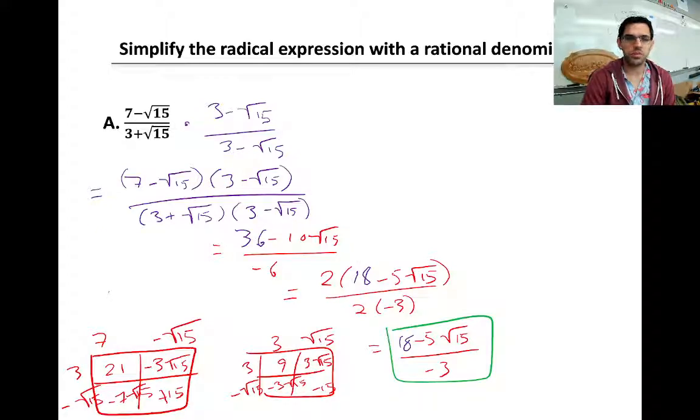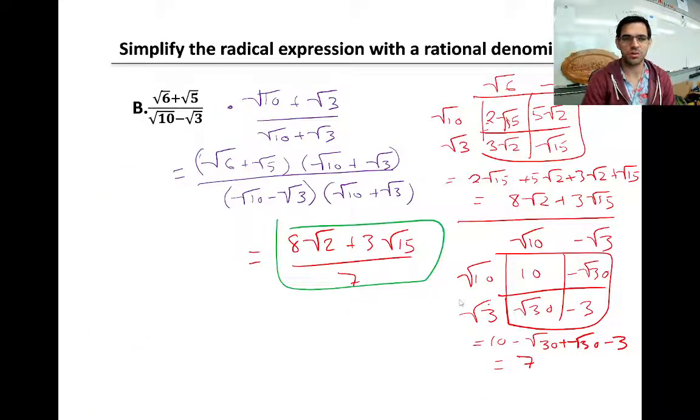Alright, another example, just a little bit maybe more complex, only in that the top has a binomial and not just a single term or a number. In this case, we'll do a box method to multiply the top, and we'll do a box method to multiply the bottom. Notice in our answer we have two terms on top that are even numbers, and the bottom is an even number. So I can factor a 2 out from the top and the bottom. And then we can simplify our answer by doing that extra step. We should get a fully simplified answer of 18 minus 5 root 15 over negative 3. A little bit more complicated, but still quite doable.